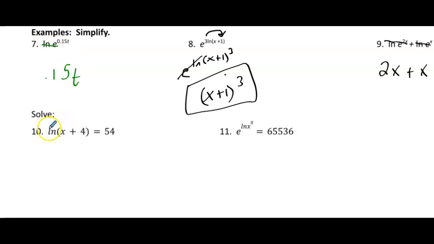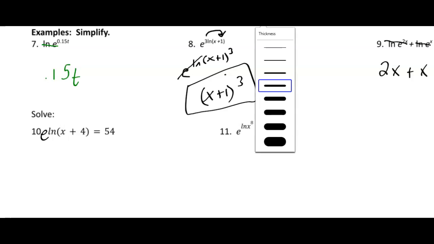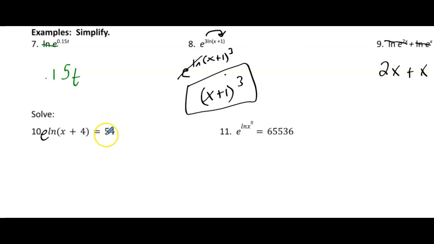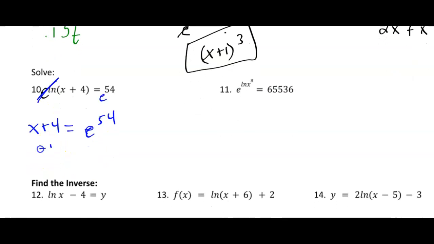If I raise this side to the e, I apply e to this right side too, because remember, whatever you do on the left, you have to do on the right. e and the natural log will cancel on the left. And on the right side, you'll have e to the 54th power. Anytime you apply e directly to a value, it becomes an exponent. And then I'm just going to subtract 4 right here. So x equals e to the 54th power minus 4.